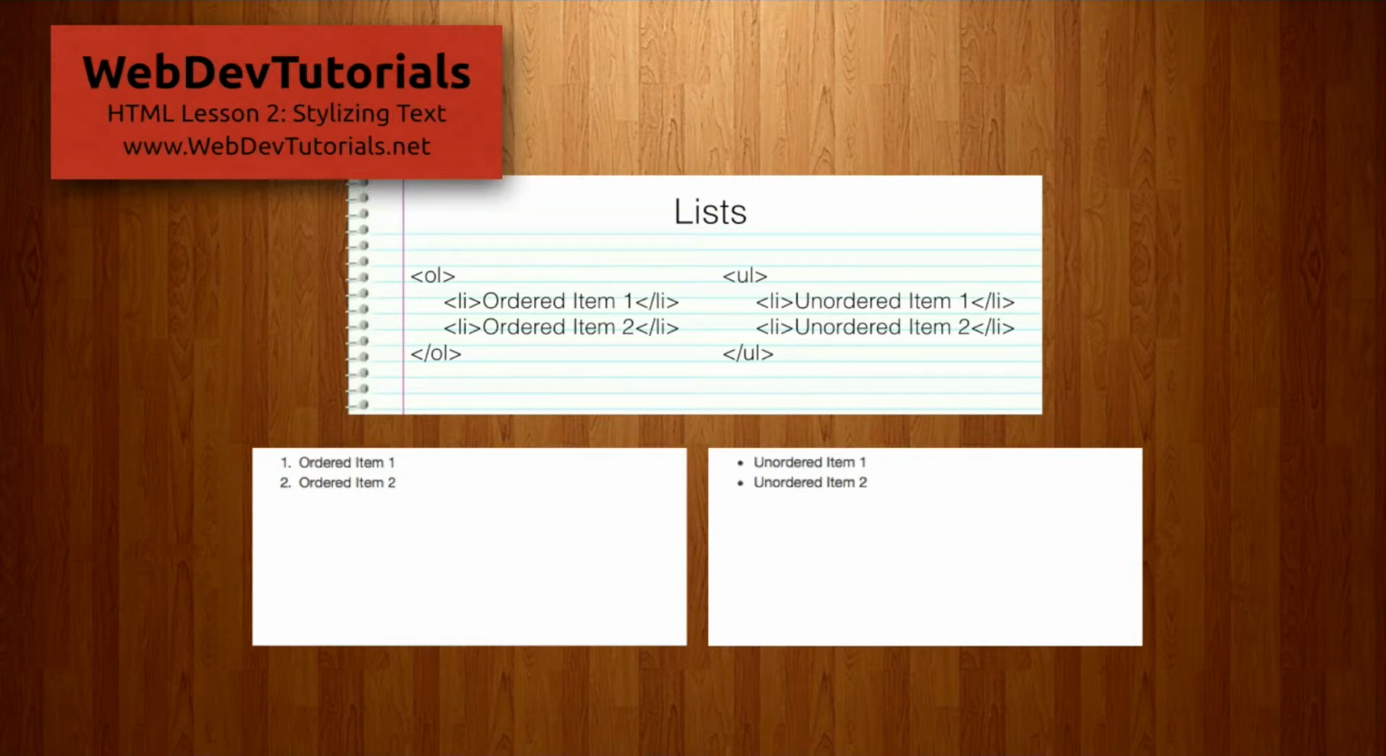For ordered lists, use the tag OL and give every item within the list an LI tag. The same is true for unordered lists. Use the UL tag and give the items within an LI tag.